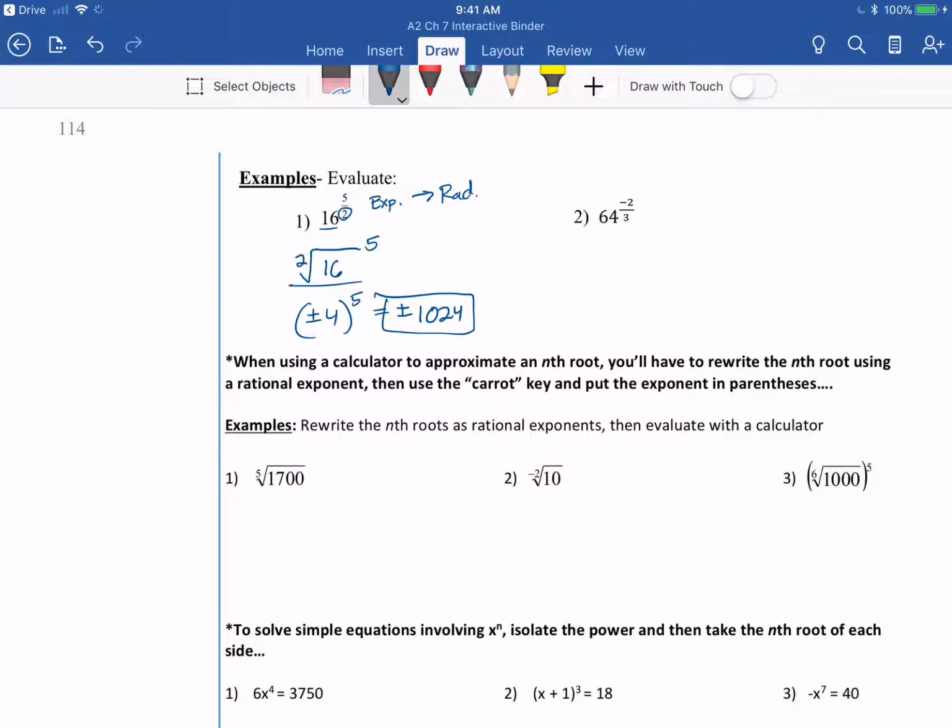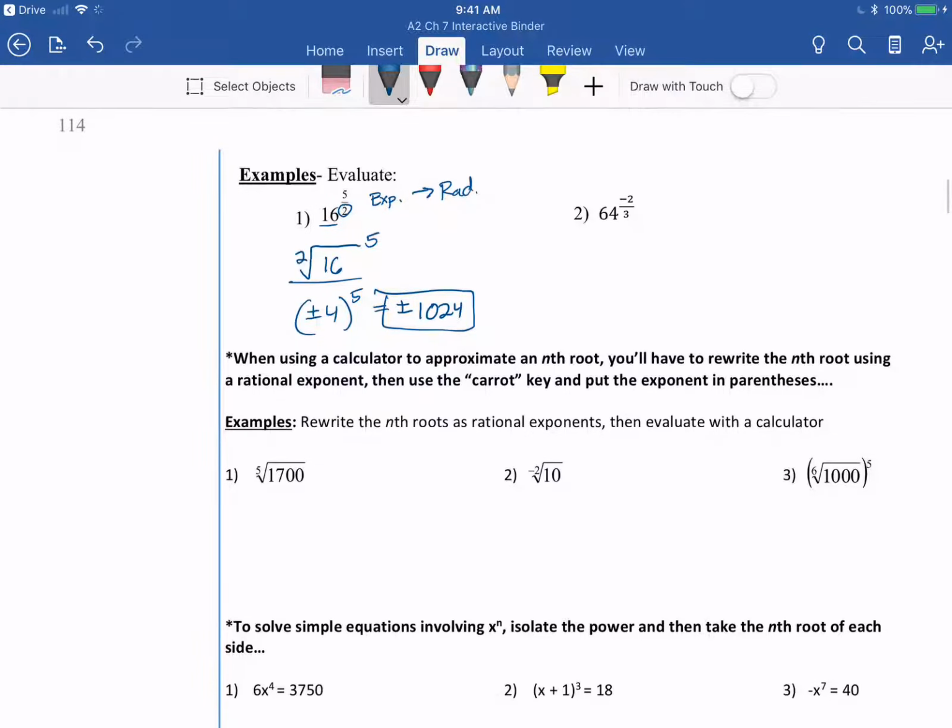Alright, awesome. So now again for number 2, we go, hey, we've got to move this into radical form. So I'm going to have some sort of radical. I'm going to have 64 under there. Alright, and the 3 is the thing that comes out here, and then the negative 2 comes on top to the right there. So the cube root of 64 is, if you look on your sheet, 4, and then we still have the negative 2 power. Remember here, this is odd, so it's only the positive 4. You don't have the plus or the minus here.